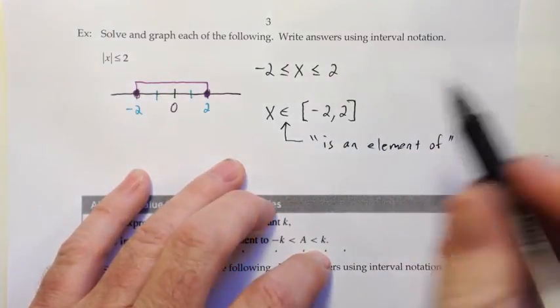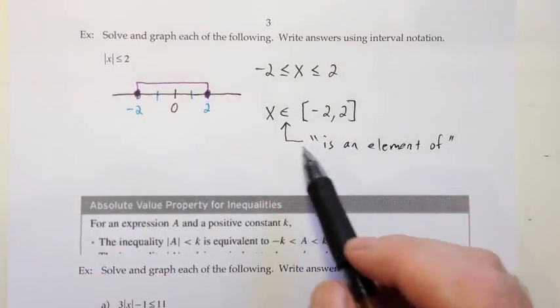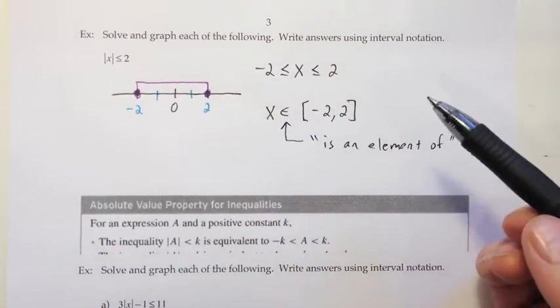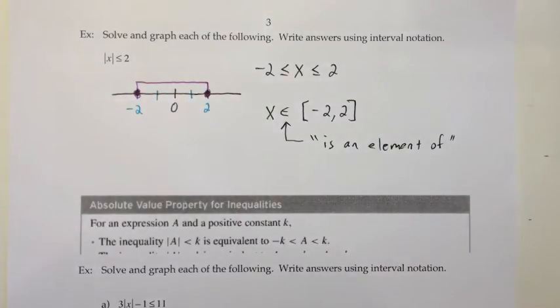And it's just a way of saying that x is in this range. So x is in the range from -2 to 2, or x is an element of the set -2 to 2. Alright, so let's look at a rule for that.